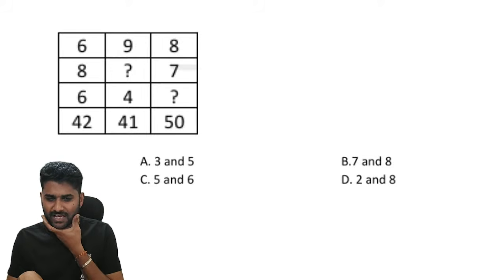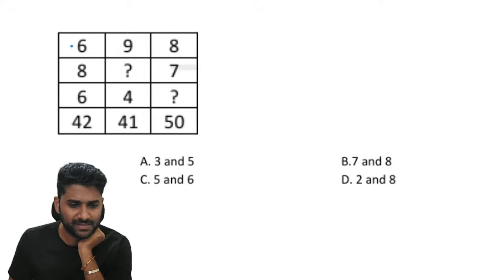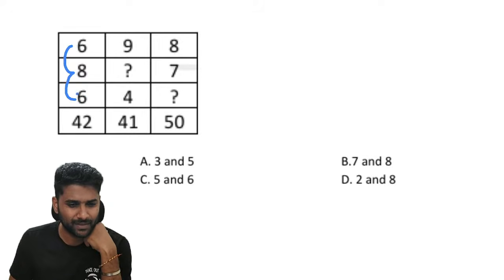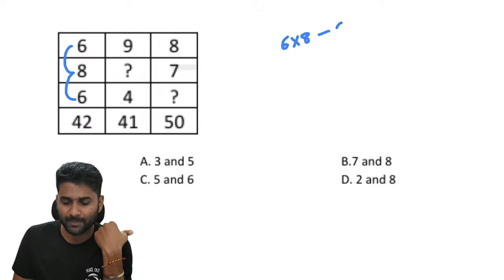So anyone, what is the answer for this question? Okay, for example, sir, 6 into 8. 6 into 8 is 48. 48 minus 6 is 42. Yes, it's possible. 6 into 8, 48, minus 6 is equal to 42.